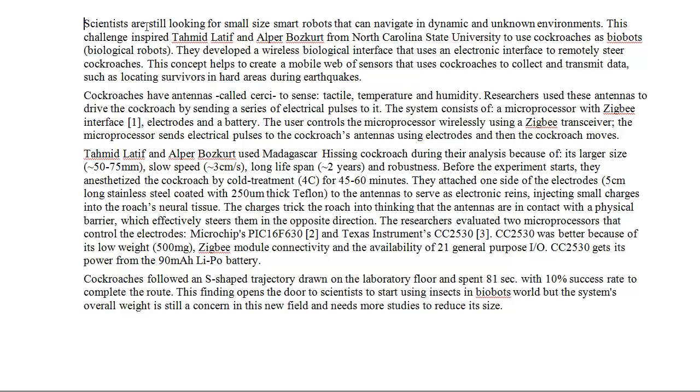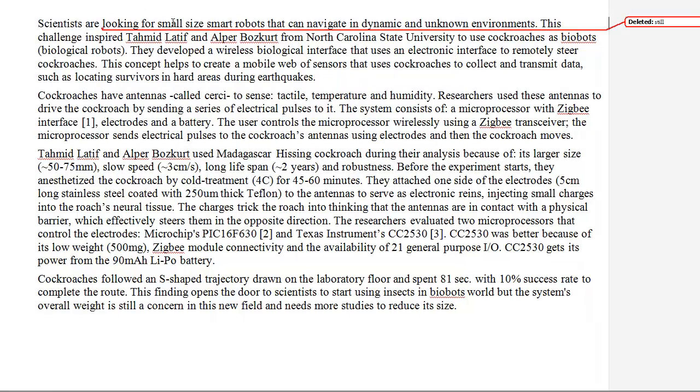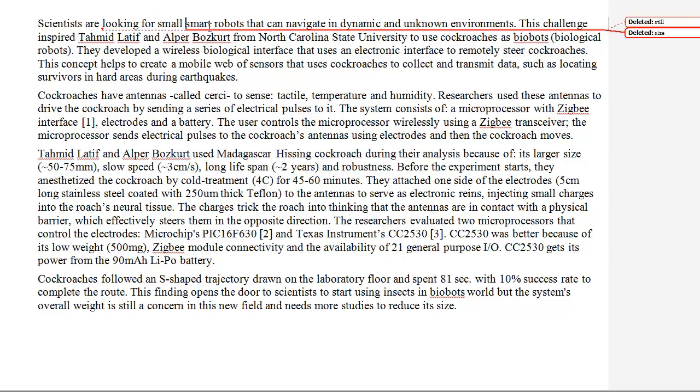So if I'm going to go through the first paragraph, so scientists are still looking for small size robots. There's a few words I can edit here. So scientists are looking, I don't think we need the still, are looking for, and then we get small size robots. I actually think we don't need the word size there, right, because small implies size. So we could just say scientists are looking for small robots that can navigate in dynamic and unknown environments. And this is really nice language, dynamic and unknown environments.